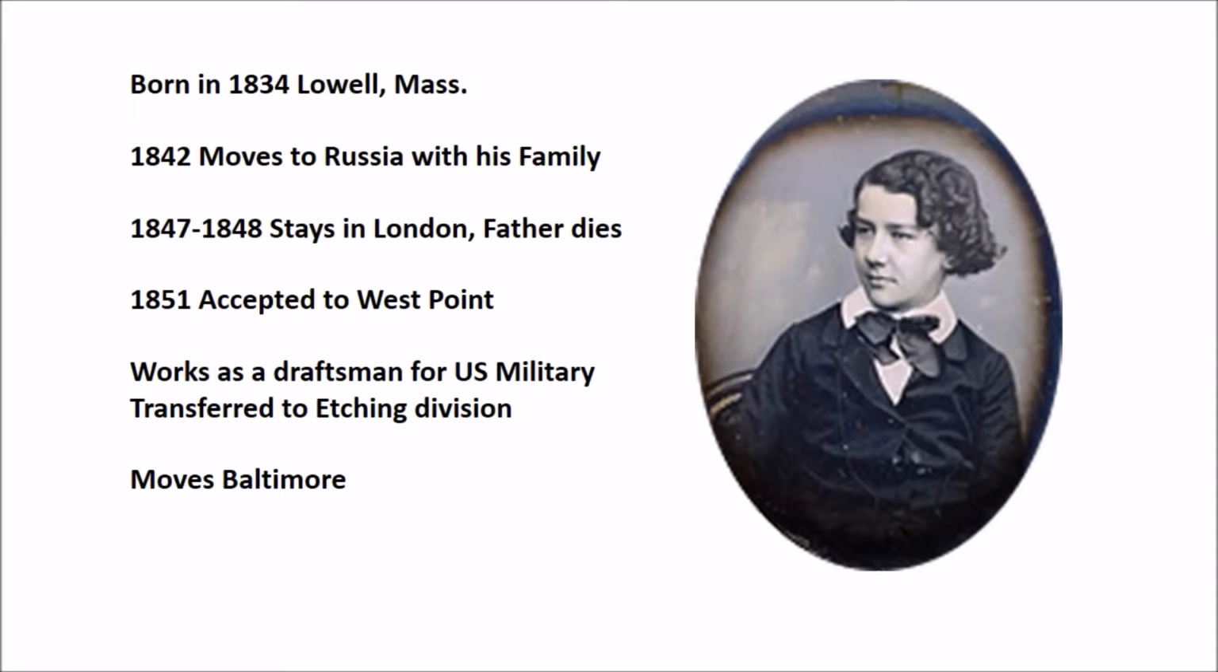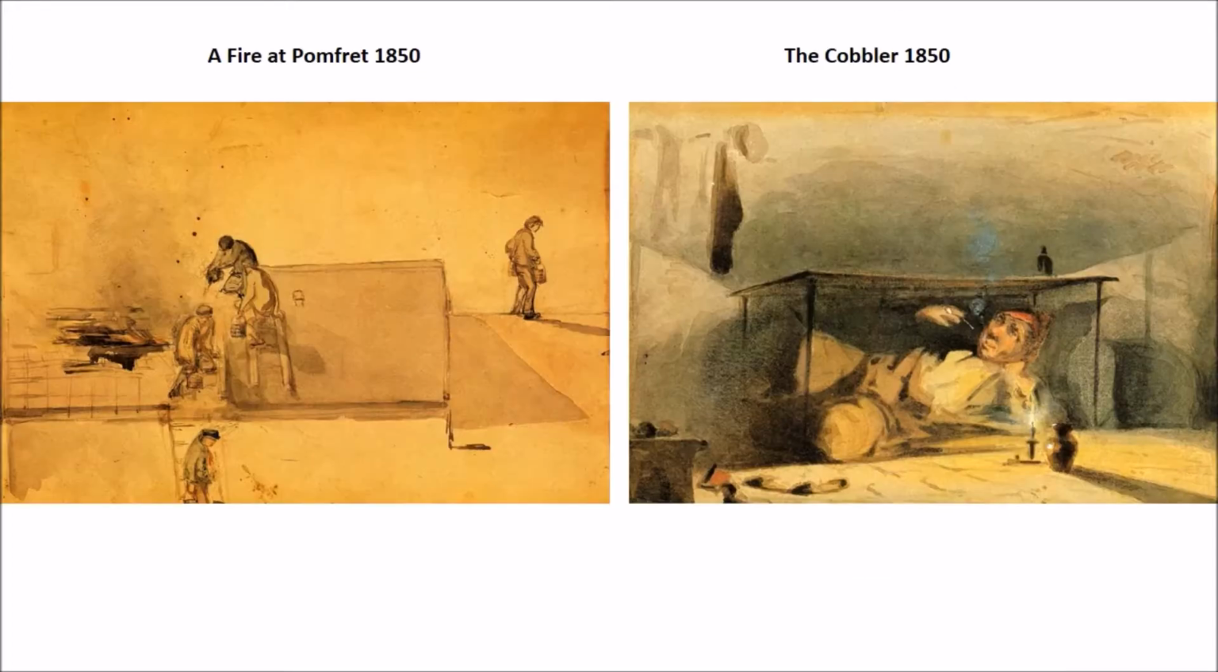In 1851, they, of course, returned to America, and in 1851, he's accepted to the West Point Academy. He does not do very well and is eventually kicked out, so to speak. He works as a draftsman for the U.S. military, transfers to the etching division after he doesn't do very well drawing, or I should say he doesn't do very well in terms of showing up to work.